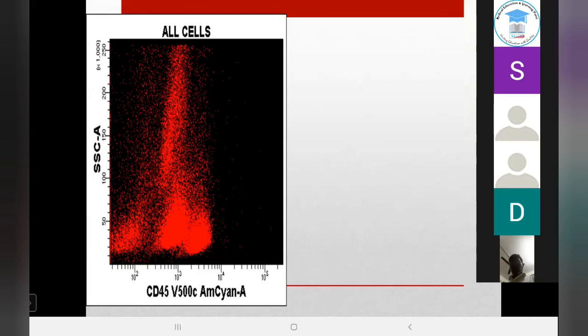So you have a side scatter CD45. So can somebody identify the abnormal population here? I'll just keep marking my arrow and tell me yes or no. Is this the abnormal one?